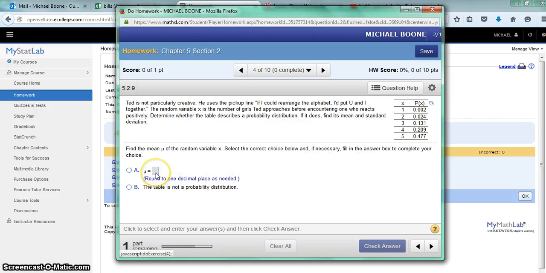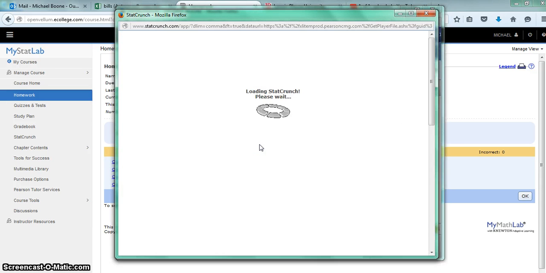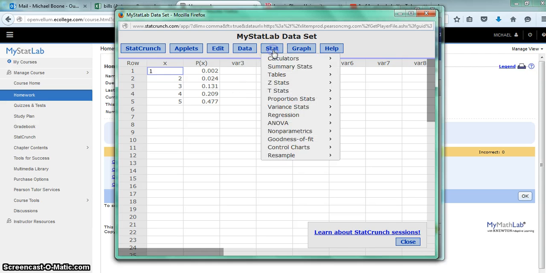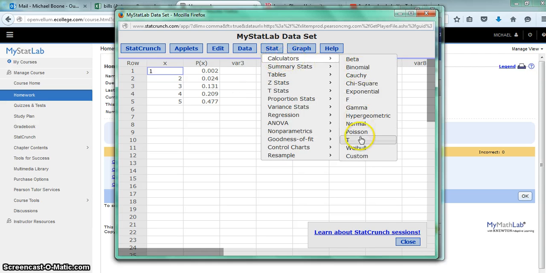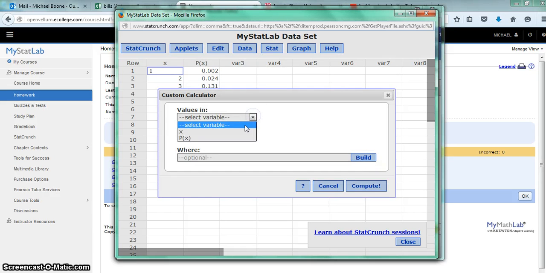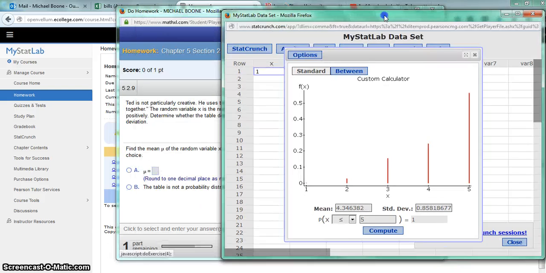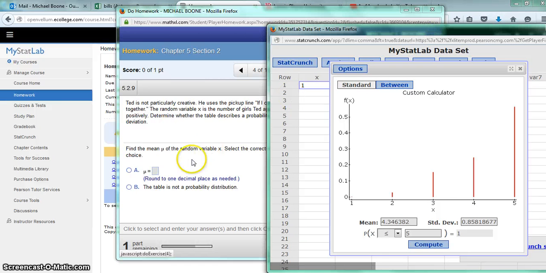But now we're going to calculate the mean and maybe the standard deviation of this probability distribution. So the way that we can do this in StatCrunch is we have the data, and so we just go to Stat, Calculators, and then Custom. So we're going to take the values in X, and then the probabilities are its weights, and we compute. And it gives us our mean and our standard deviation. So the mean to one decimal place is 4.3.